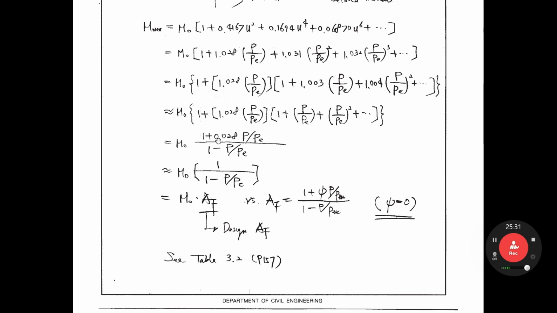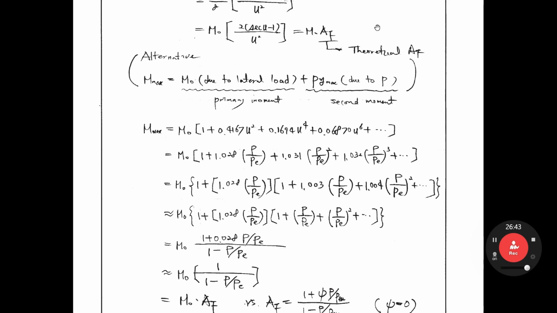Again, 0.028 is very small, so we ignore this term. We can approximately write this as the moment amplification factor. This amplification factor is this one: 1 plus psi, this term. Here psi equals 0, since we ignore 0.028, which is approximately 0. So this one is the design amplification factor. This is the theoretical amplification factor.